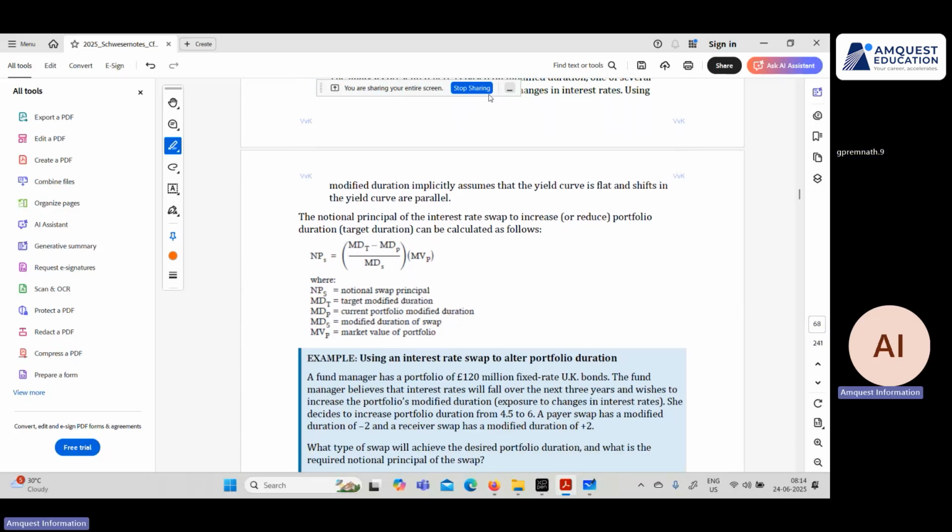And you can clearly see that he mentioned that a payer swap has a value of -2, negative. The receiver swap has a +2. So now you know what's going on and what needs to be done in this. So your answer is right and even the logic is right. Okay, perfect.